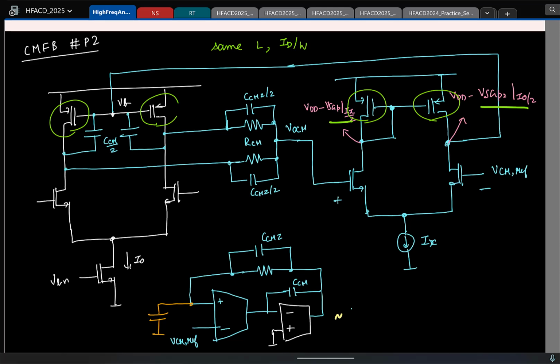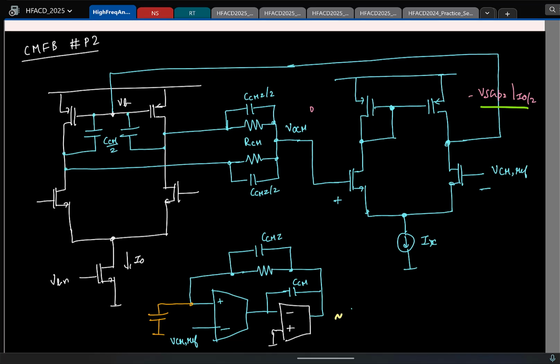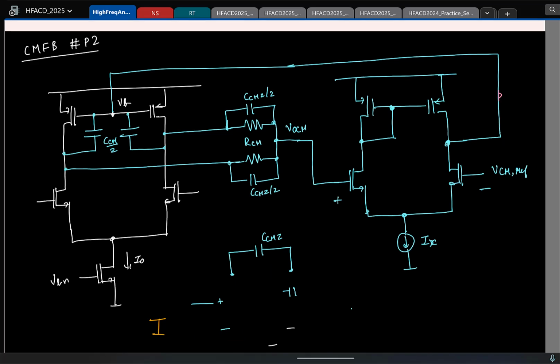So let me erase this. Erase all this now. Okay, so now let us assume that we are applying a small signal differential mode signal. So on top of VCM, I am applying small VID by 2 and here minus VID by 2.